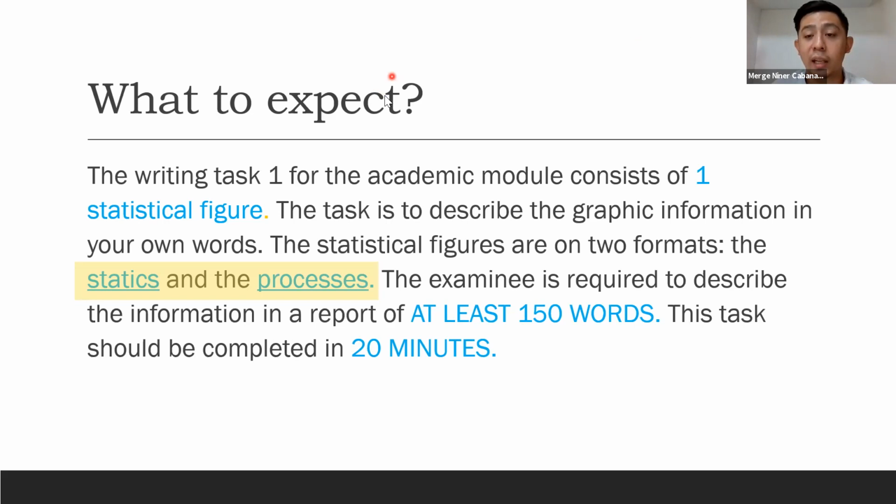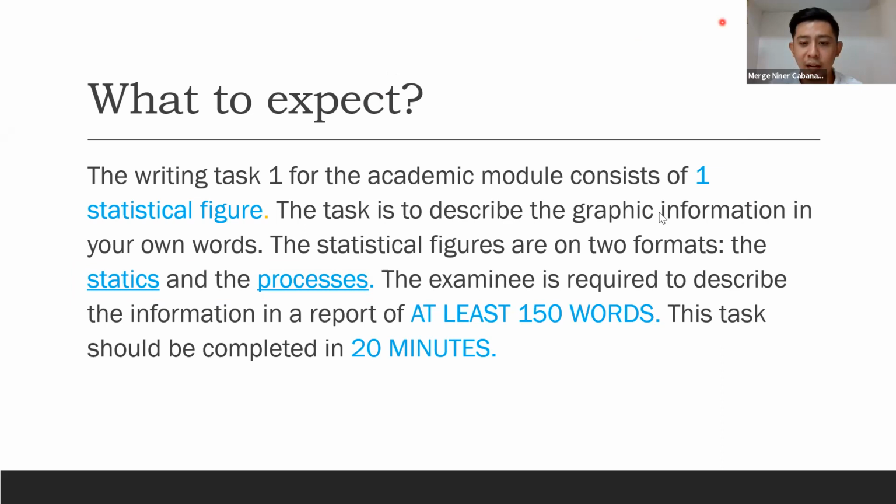Now, any questions with regard to the comparison between a static and process? Guys, do you have any questions so far when it comes to their comparison? Okay, thank you so much for answering, Emil.